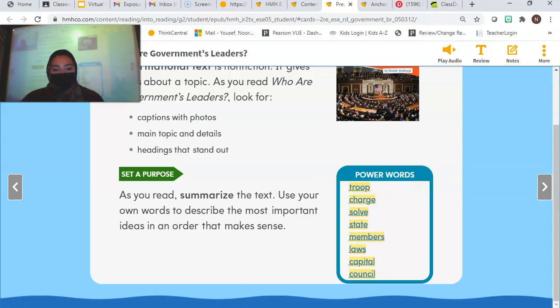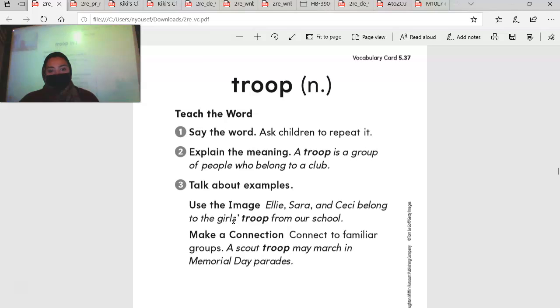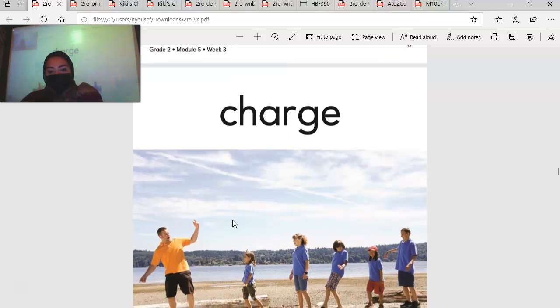Let's start with the word troop. Here we have a picture of 3 girls together that looks like they're in a troop. What does troop mean? A troop is a group of people who belong to a club. Here in the picture, Ellie and Sarah and Cece belong to the girls' troop from our school. Like Club Scouts, that's a troop. What troop are you in? So it's a group of people that belong to a club.